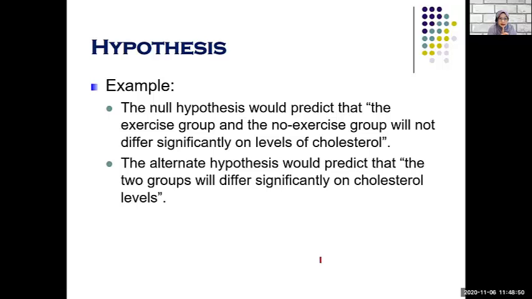If you know the direction, then you use a directional hypothesis. That means you know which one you expect to be better than the other one or the other population. If you are not sure, you have no idea how they differ, you just assume that they will differ, but you are not sure which one is better, then you use a non-directional hypothesis.